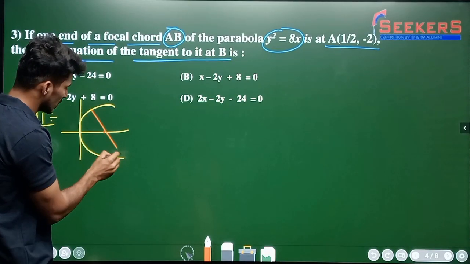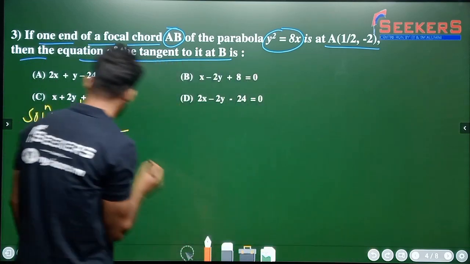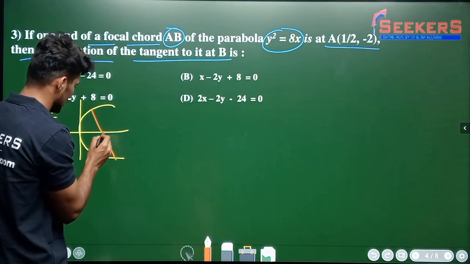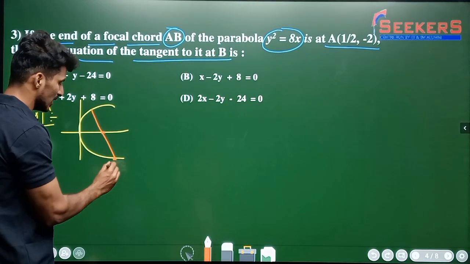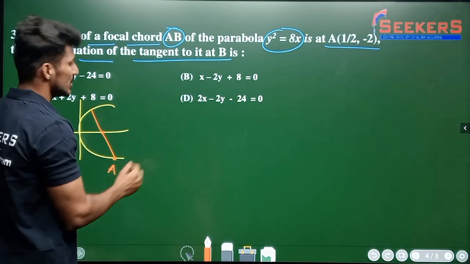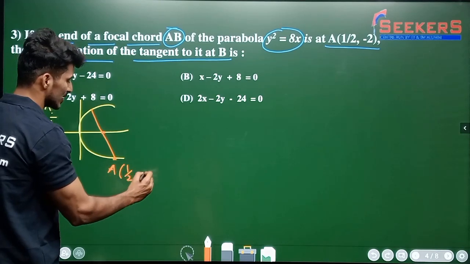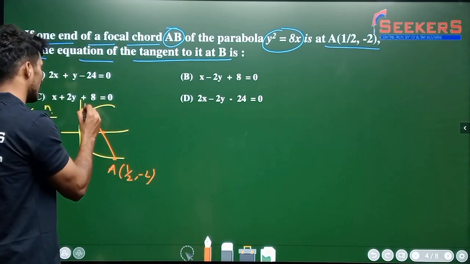So let us say the focal chord, look at this, is passing through the focus. What he has given here: let us say this is point A, and that point is given as 1 by 2 comma minus 2. And this point B, I do not know.